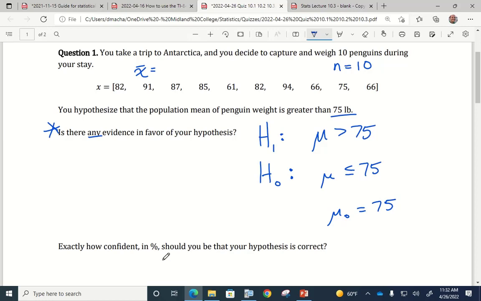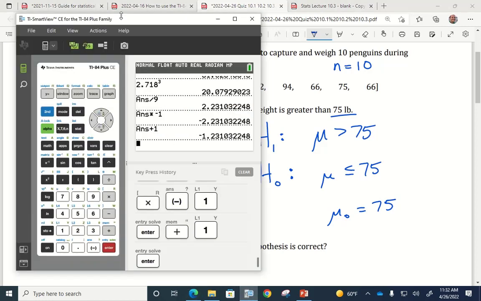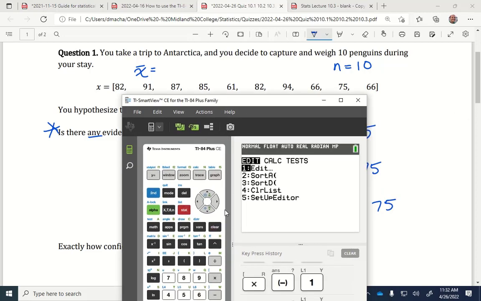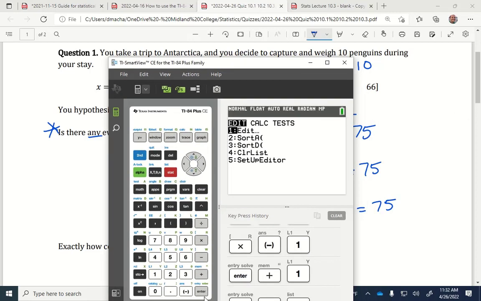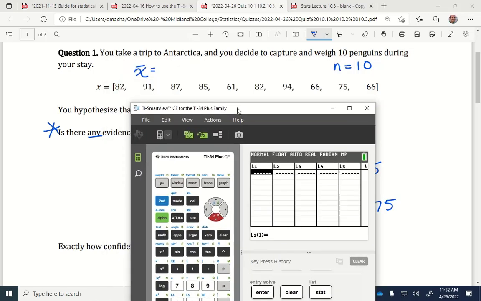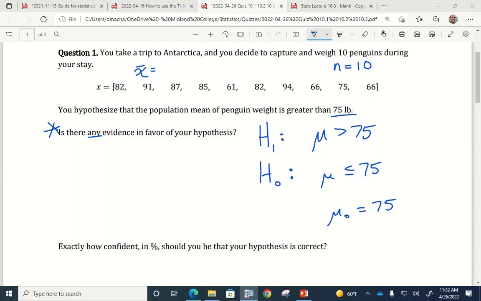So to determine, do we have any evidence at all here? Or should we just give up? We should start off by putting my data into a list. And it is, let's see, 82, 91, 87, 85, 61, 82, 94, 66, 75, and 66.